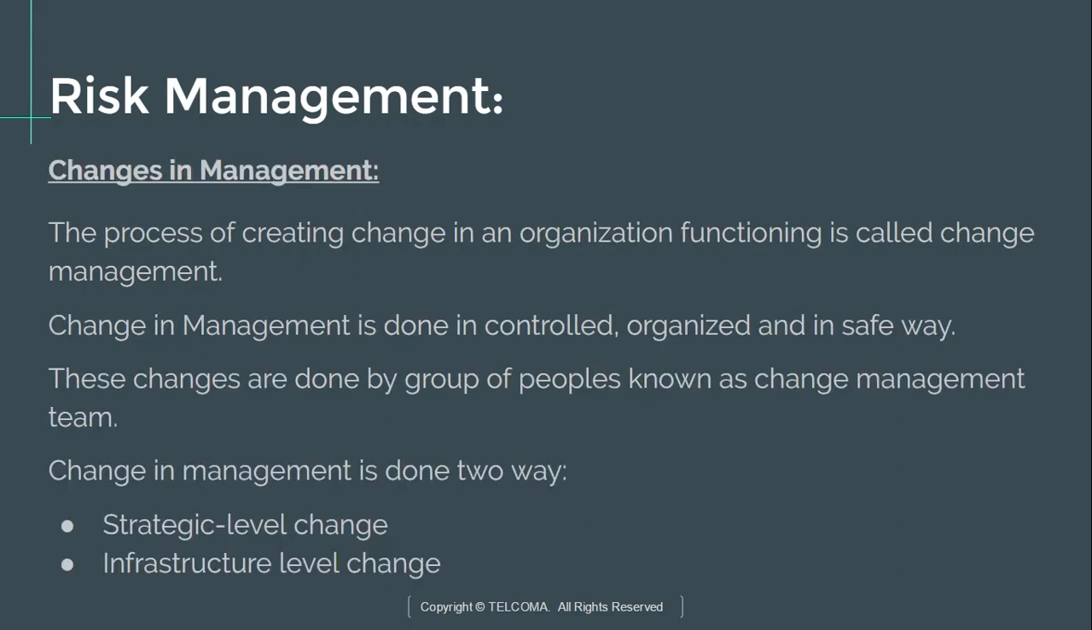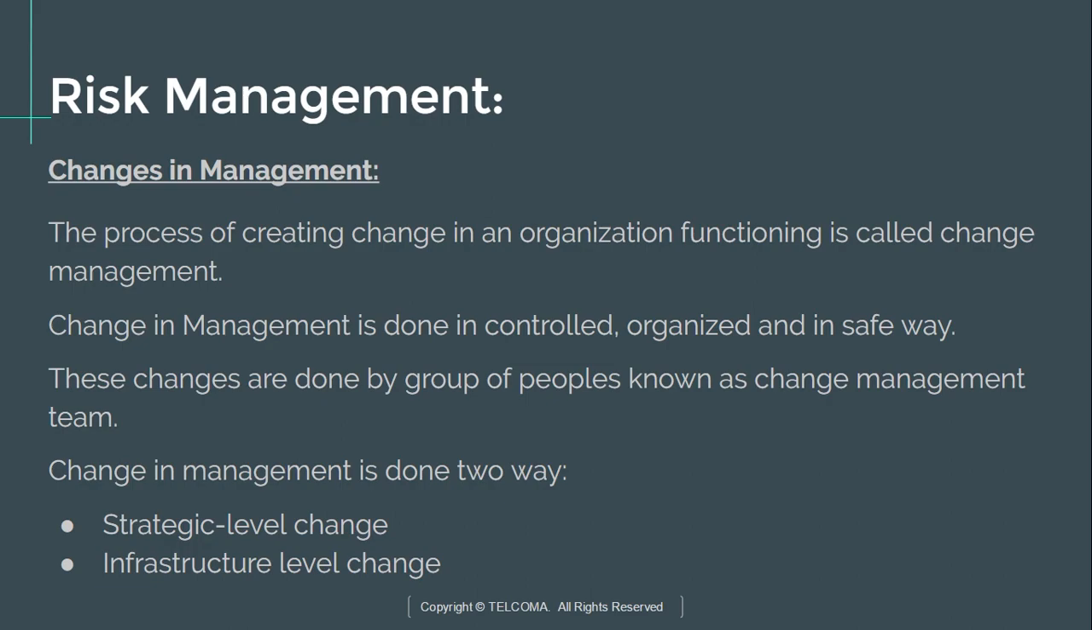Here, the first is change management. These are the changes which we can create in the management to secure our network from threats. The process of creating change in an organization's functioning is called change management. Change management is done in a controlled, organized and safe way. These changes are done by a group of people known as the change management team. Change management is done in two ways: strategic level change and infrastructure level change.